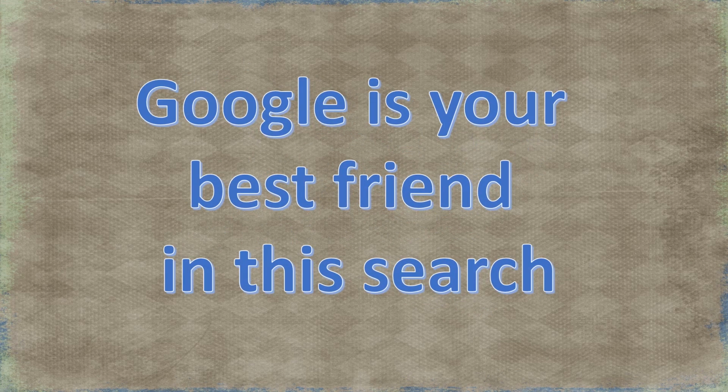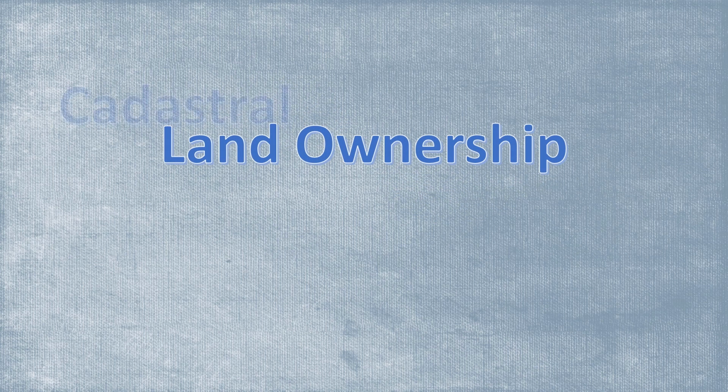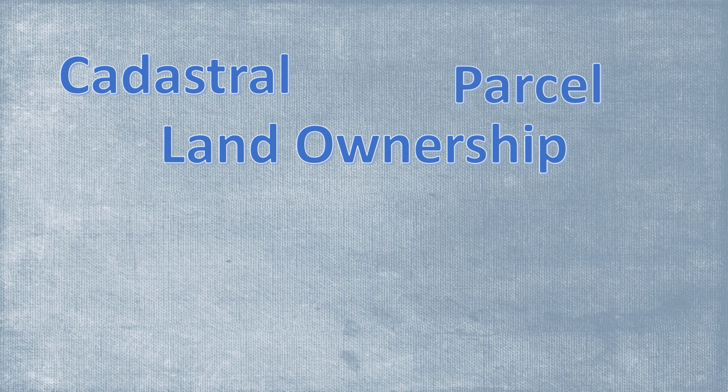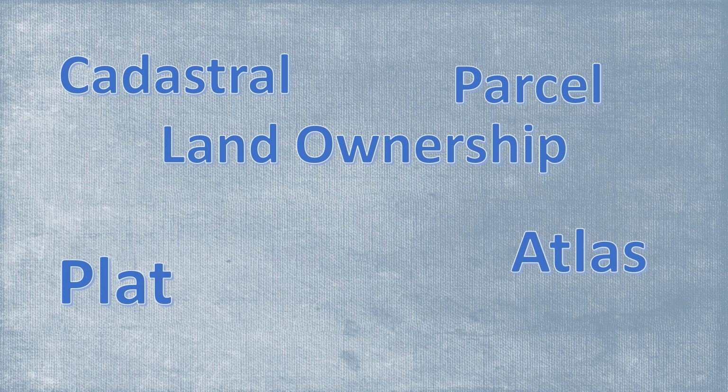Google is going to be your best friend in this search for land ownership maps. Try Googling the city, township, and the county you're looking for, followed by the terms that we've identified: land ownership, cadastral, parcel, plat, atlas, survey, and even just add the word map after each one.